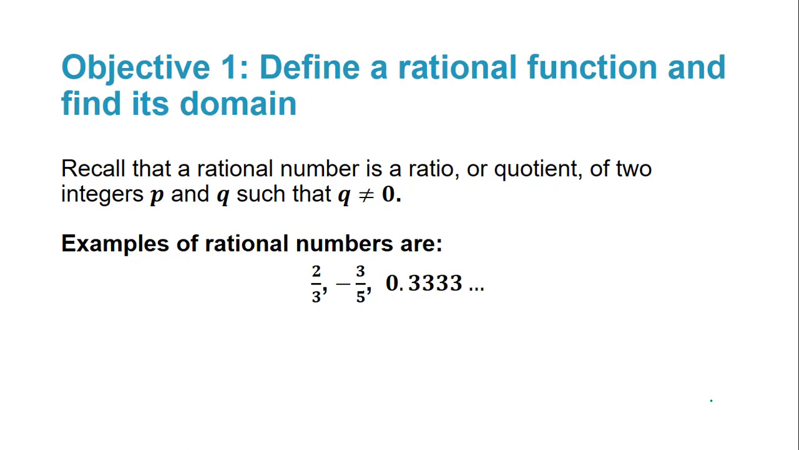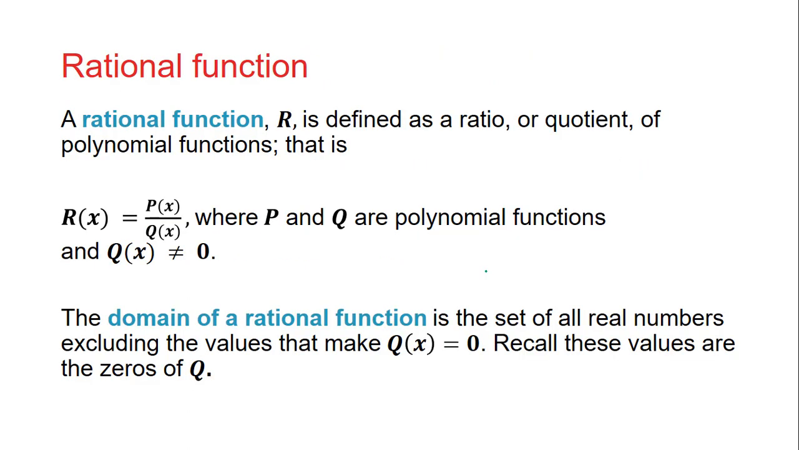Recall that a rational number is a ratio or quotient of two integers p and q such that q does not equal 0, right? So we're just looking at p divided by q where the denominator is not 0. Examples of rational numbers are 2/3, -3/5, or 0.33333, right? Because it can be written as a ratio of 1 and 3. We can have mixed numbers and so on. Even integer values are rational numbers. But more importantly, we're going to talk about a rational function.